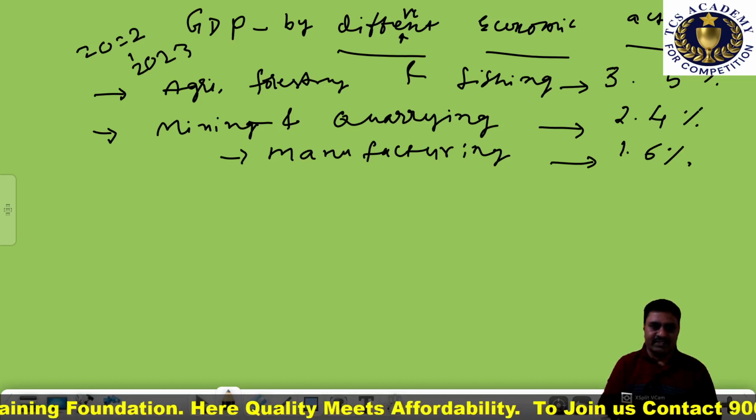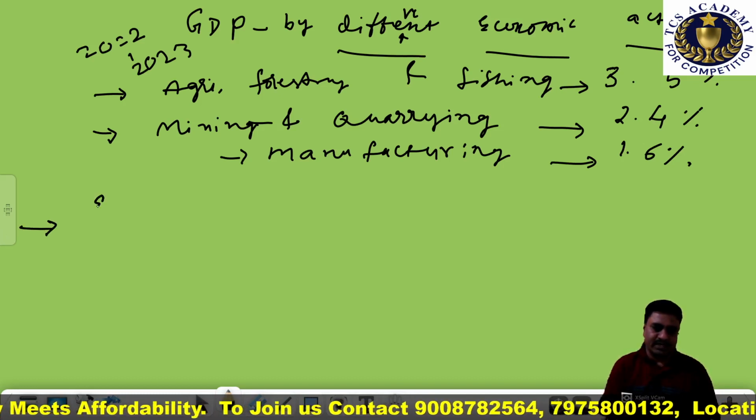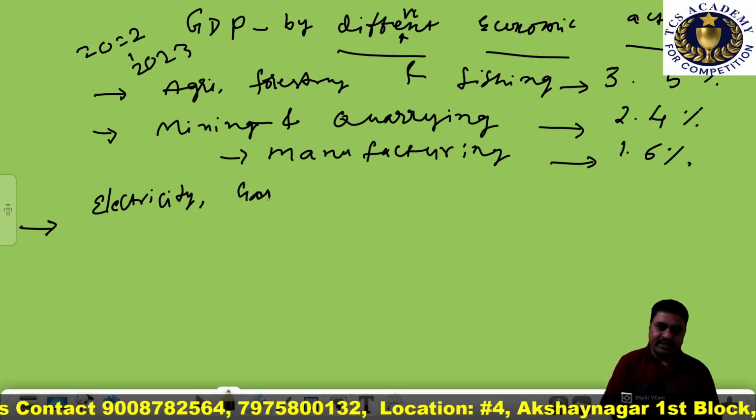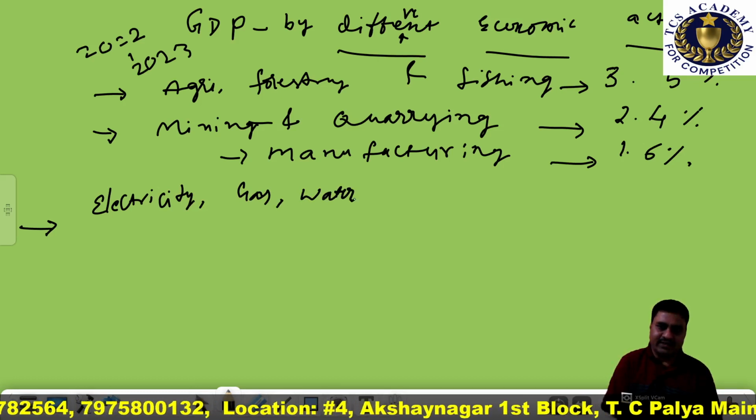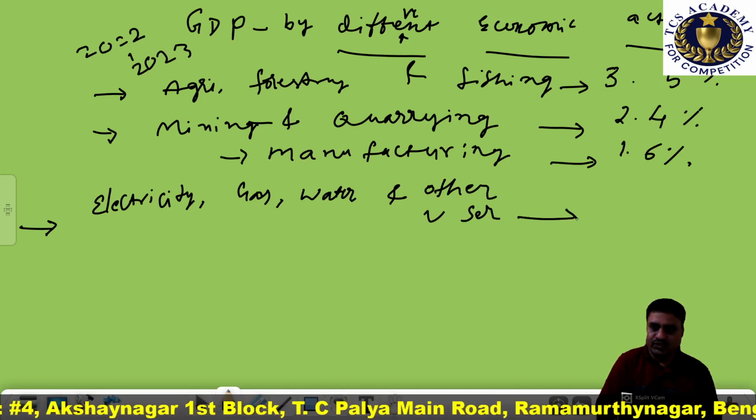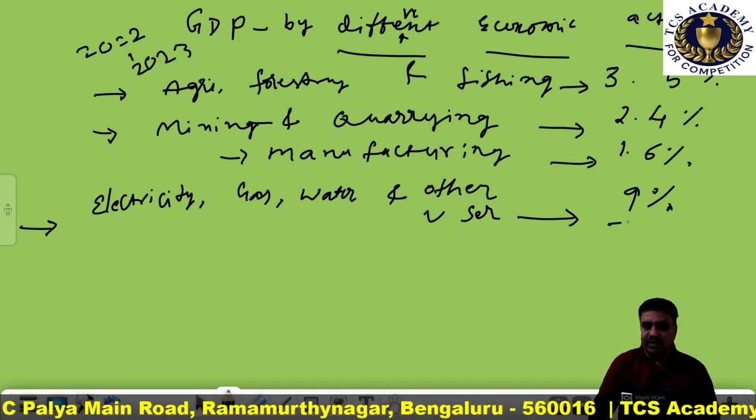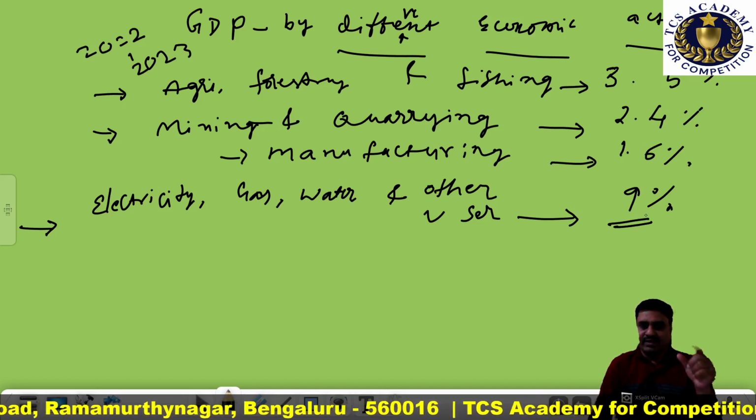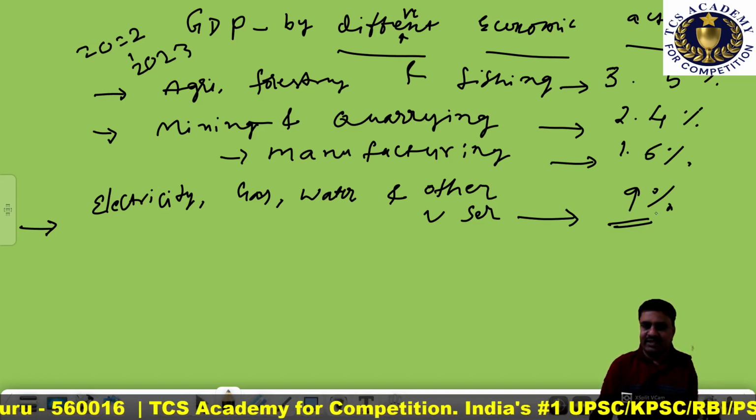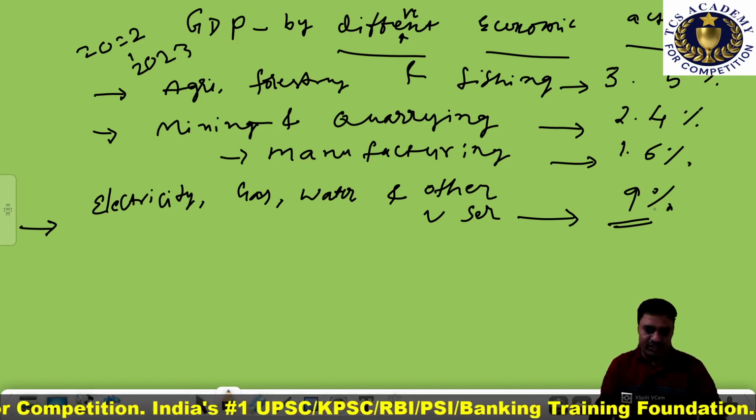So now, move on to understand some of the important sectors like electricity, gas, water supply, and other utility services, which make a tremendous contribution. 9 percentage of our GDP could be obtained from these activities. Okay, electricity, gas, water supply, and other utility services contribute 9 percentage to the GDP.